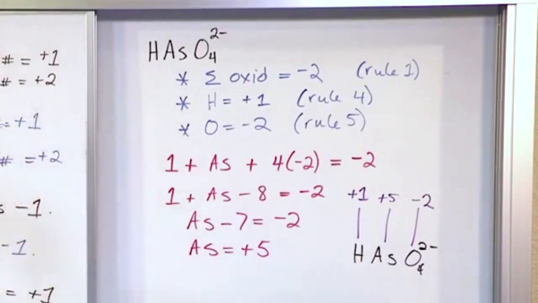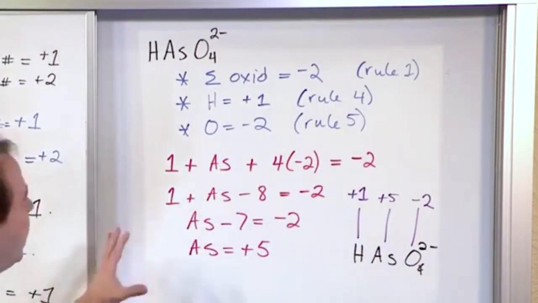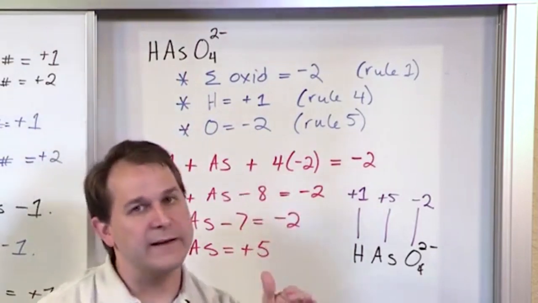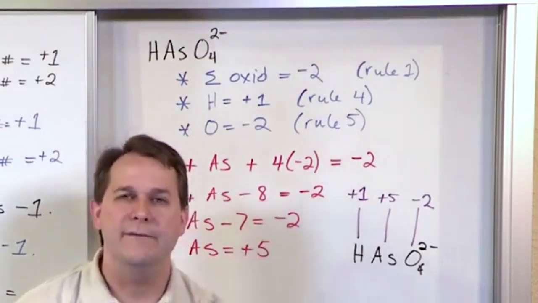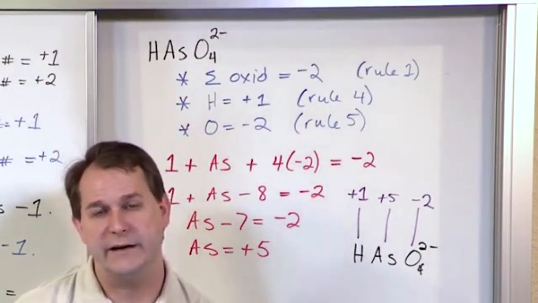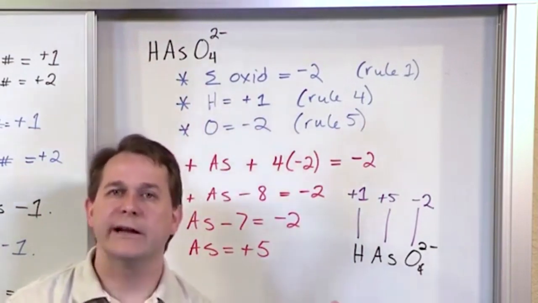This is a good problem for you to learn. We've done a lot of them like this with 3 elements. Basically, you go down the list, and at each step you ask yourself, do I have enough information to find the rest of the oxidation numbers? And when you do, you calculate it and you just stop.